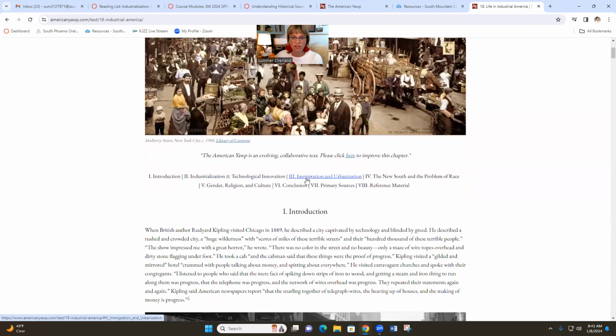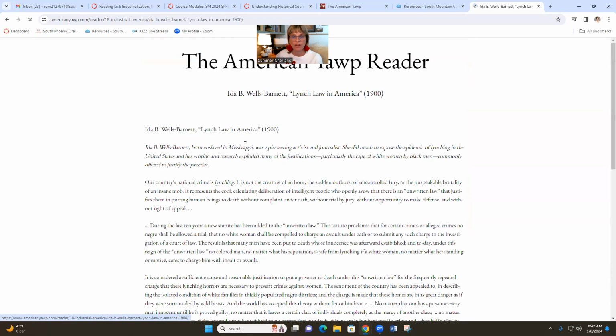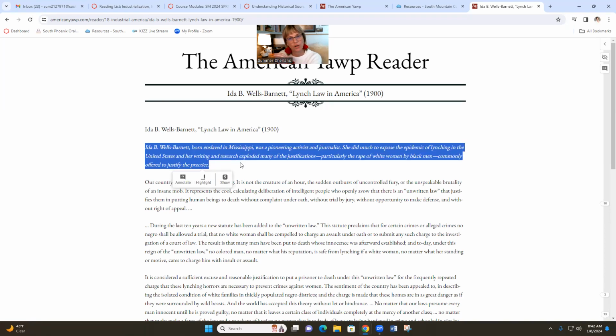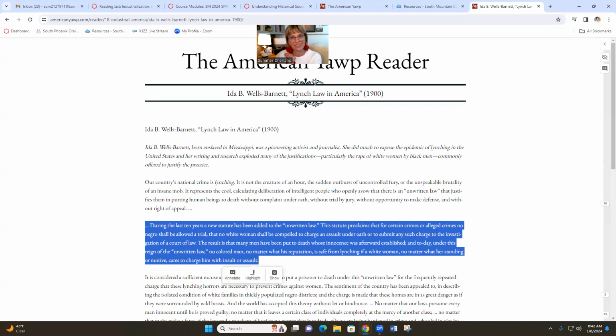They have links to all of their sections within each chapter. And then at the bottom, they have primary sources. There you go. So Ida B. Wells-Barnett, Lynch Law in America, 1900, for example, that's a primary source. She wrote this in 1900. She actually gave a speech, but this is the speech. This italicized piece is just a historian's description of what this speech says. That's a secondary source, but the rest of it all here is primary source, okay?